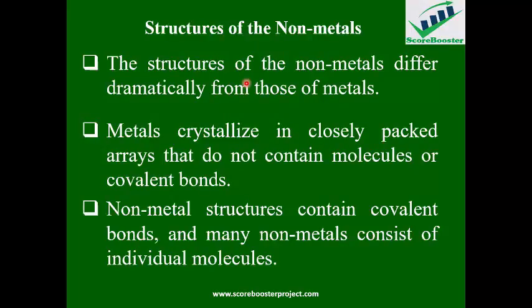The structures of nonmetals differ dramatically from those of metals. Yes, we have talked about that. Metals have well organized structures. Metals crystallize in closely packed arrays. That is what we said. In a crystal structure, you have the arrays of all the elements in a regularly repeating pattern. But in nonmetals, you cannot have that, because they have covalent bonds and individual molecules. You can't have a definite arrangement of the molecules among themselves.